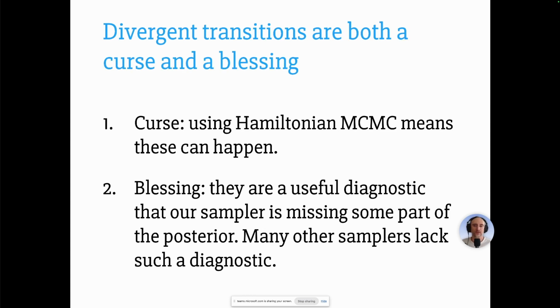Divergent transitions are both a curse and a blessing. They're a curse in that using Hamiltonian MCMC means these can happen, but they're a blessing in that they are a useful diagnostic that our sampler is missing some part of the posterior. Although divergent transitions themselves are unique to Hamiltonian MCMC, similar problems can arise with other MCMC samplers, and most other MCMC samplers lack such a diagnostic that there's some part of the posterior that they're not exploring for some reason.